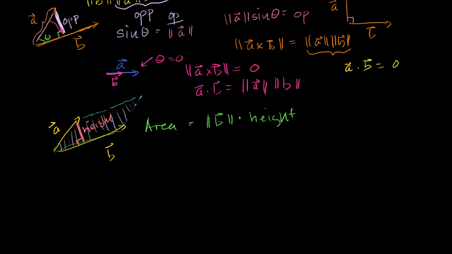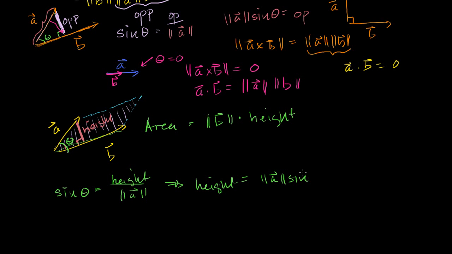But what is my height? Well, let me draw a little theta there. Let me do a green theta. It's more visible. So we know already that the sine of this theta is equal to the opposite over the hypotenuse. So it's equal to the height over the hypotenuse. The hypotenuse is just the length of vector A. Or we could just solve for height, and we'd get the height is equal to the length of vector A times the sine of theta.